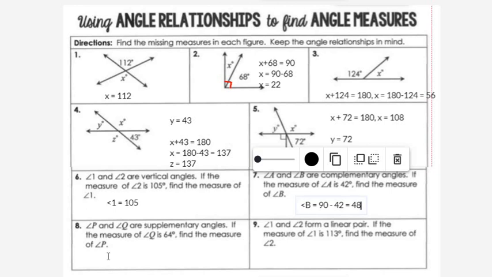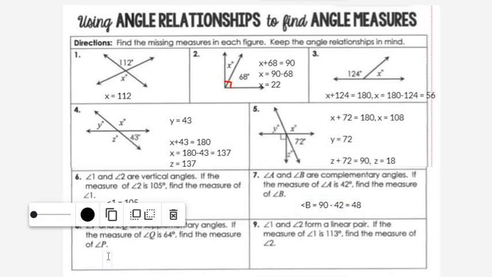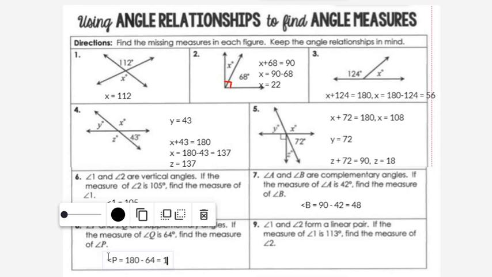P and Q are supplementary angles. If the measure of Q is 64, the measure of P must be 180 degrees take away 64, and so that is 116. Yeah, 116 degrees.